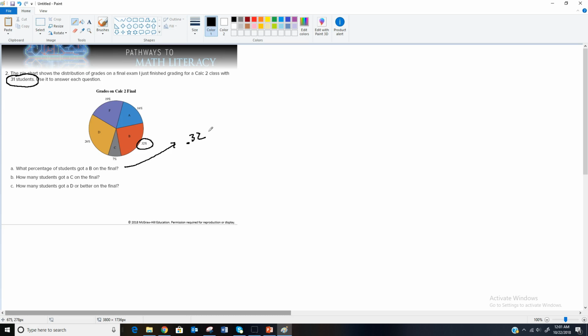So 32% is 0.32. Of means times typically in math. So 0.32 times 31 gets us, sorry I didn't do this ahead of time, 0.32 times 31 is 9.92. Now we're talking about students, so since this is 9.92, it's probably 10 students. Can't have a part of a student getting a B. So that 32% was probably rounded, and that's most likely 10 students.